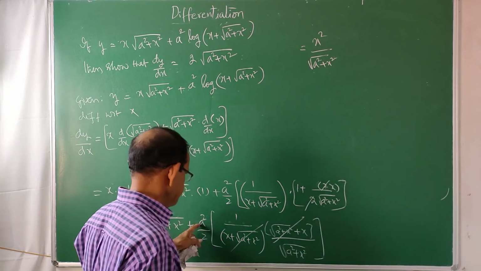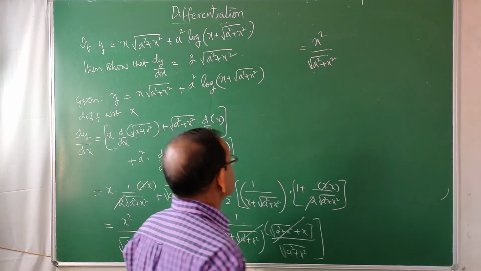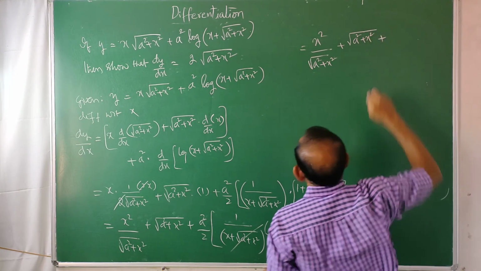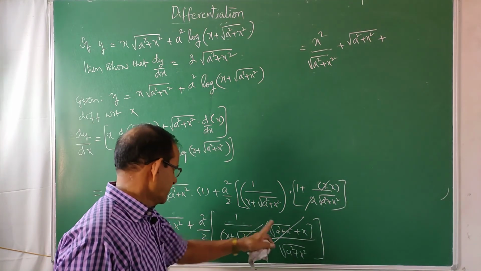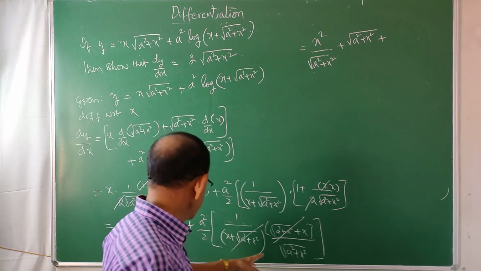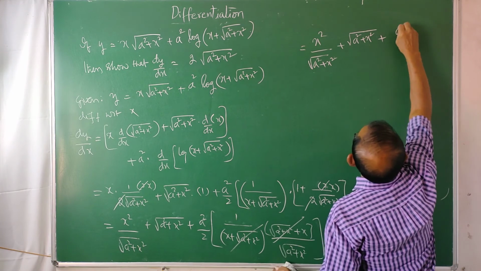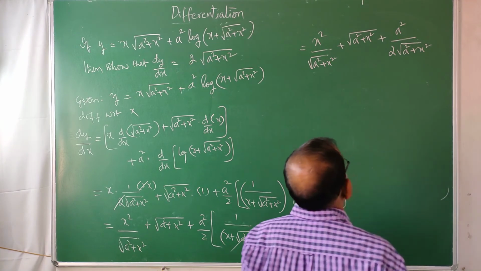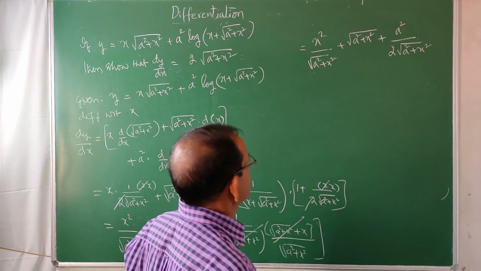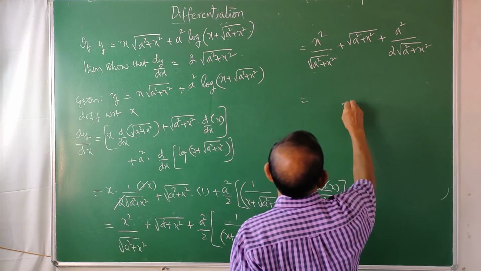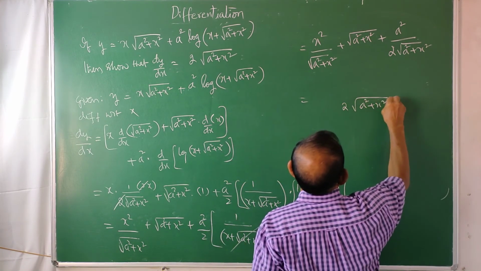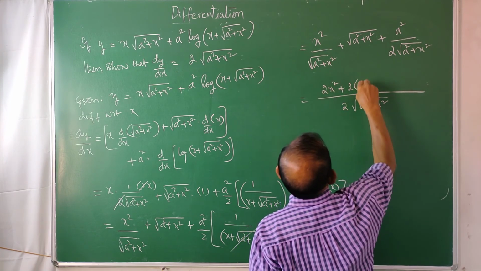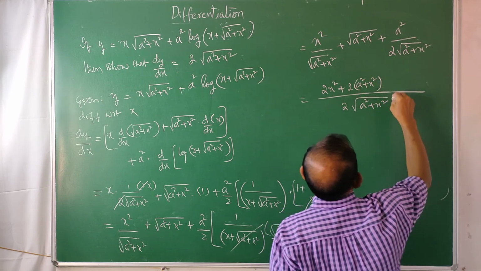Second one, plus root of a square plus x square, plus this one. Numerator is 1 only, a square by 2 into this one, plus a square by 2 into root of a square plus x square. Now let us take LCM for that. 2 root a square plus x square is LCM. 2x square you will get. So this is 2 into a square plus x square plus a square.